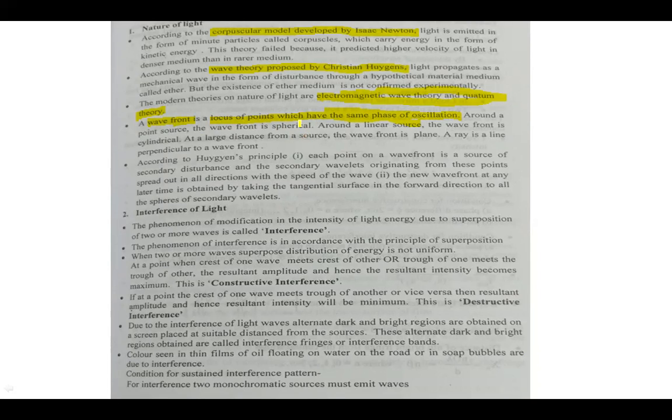If you have an extended, that is, a linear source of light, all the points equidistant from the source lie on a cylinder. Then, when the point source or the linear source of light is at a very large distance, the wavefront appears like a plane wavefront.